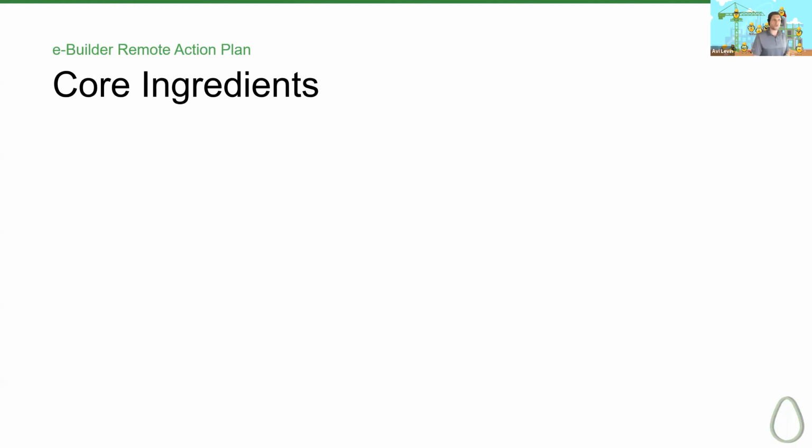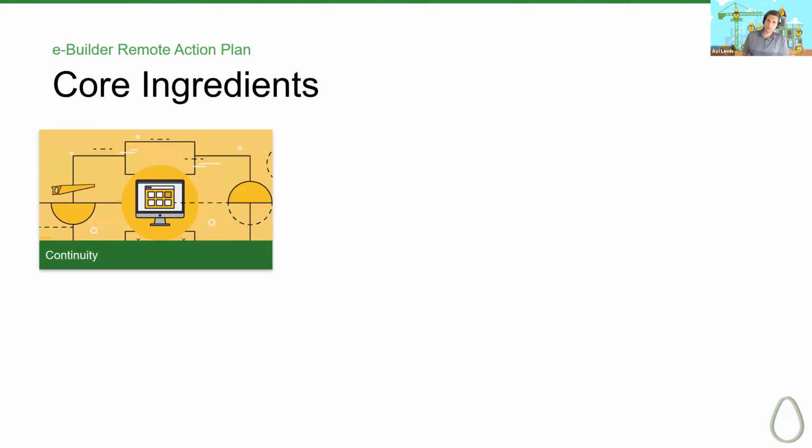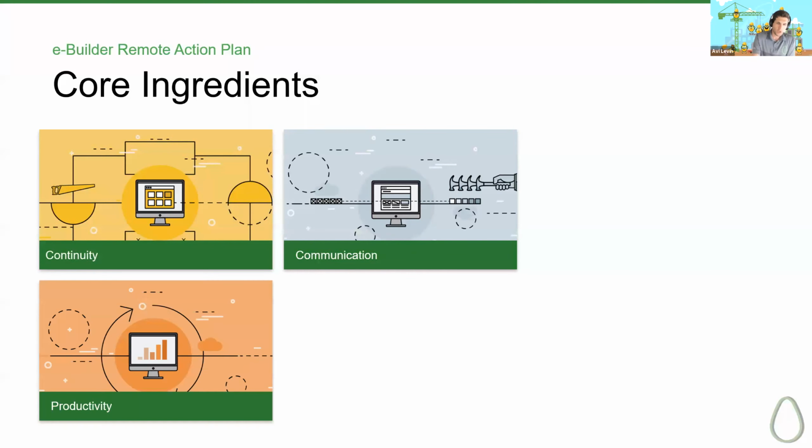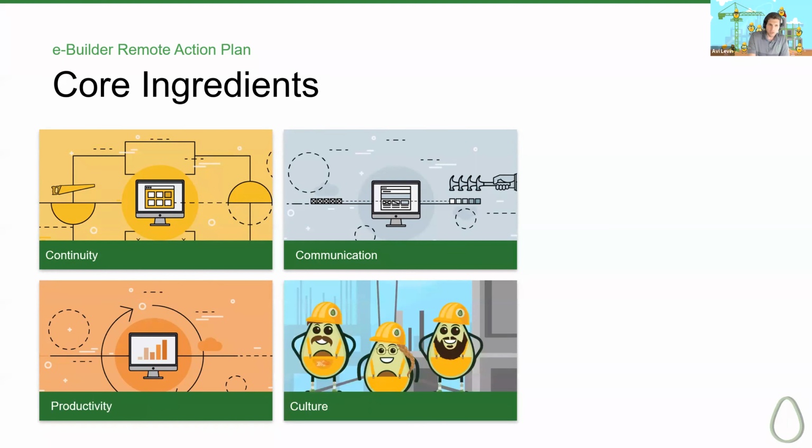There are 4 core ingredients to building a remote action plan. Continuity, to create routine and schedule for your team. Communication, passive and active, ensuring all teams understand expectations. Productivity, delivering to our customers, creating time tracking and reporting. And most importantly, culture, sharing wins, promoting interaction now that you're out of the same office.